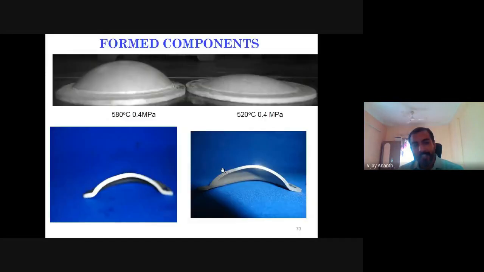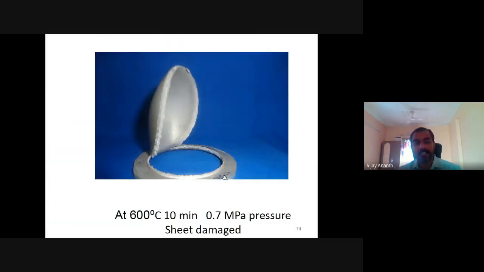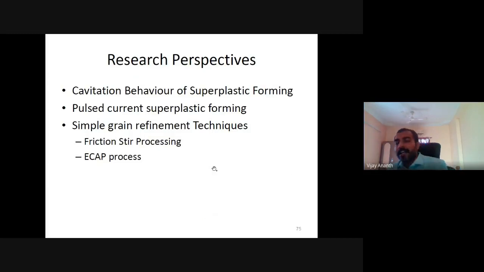So these are some of the components we have formed, right? Very less height was obtained at 520 and 580 degrees centigrade. And this is the cut shape of this component. At 600 degrees, some of the components failed at the edges, right? At the high pressure, 0.7 megapascal. Initially, we tested by the trial and error method. We have tested many components, right? So these are all the superplastic forming tests conducted on aluminum 6063 silicon carbide composites.